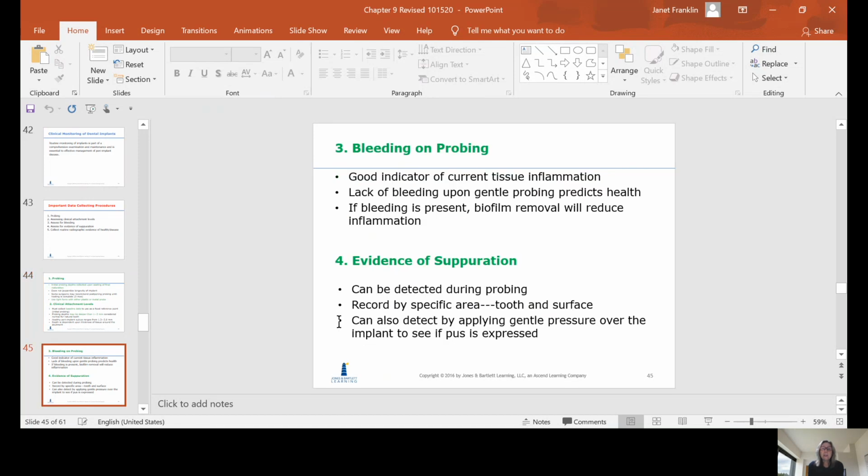So bleeding on probing is a good indicator of current tissue inflammation. Lack of bleeding upon gentle probing represents health. If bleeding is present, biofilm removal will reduce inflammation. When you're working on an implant, generally biofilm removal can be done with a plastic scaler. If you have actual calculus on an implant, you're going to need to use something different, and we're going to go over that toward the end of this chapter. Evidence of separation can be detected during probing.